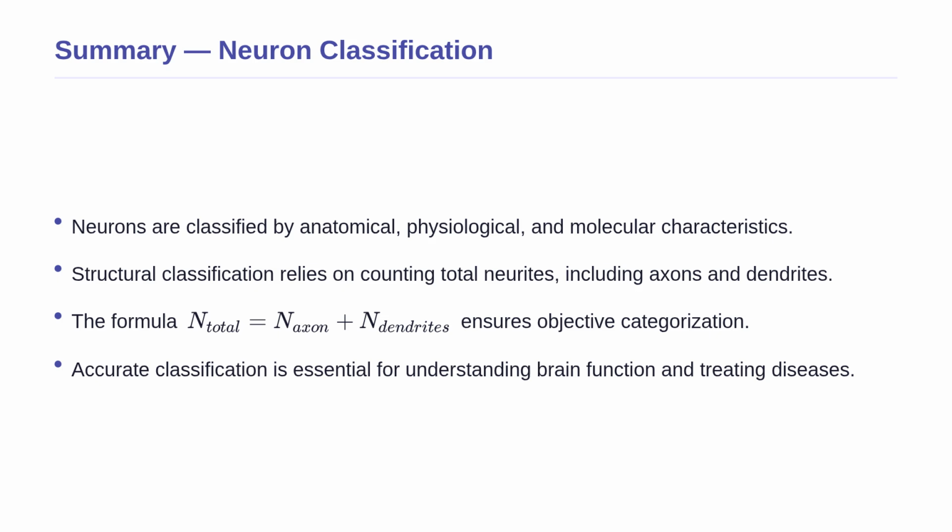Finally, we discovered that whether a neuron is a simple bipolar sensory cell or a massive multipolar processing cell, its specific classification dictates exactly how it contributes to our survival. Mastering these classifications allows us to better understand both the healthy brain and the diseases that afflict it.